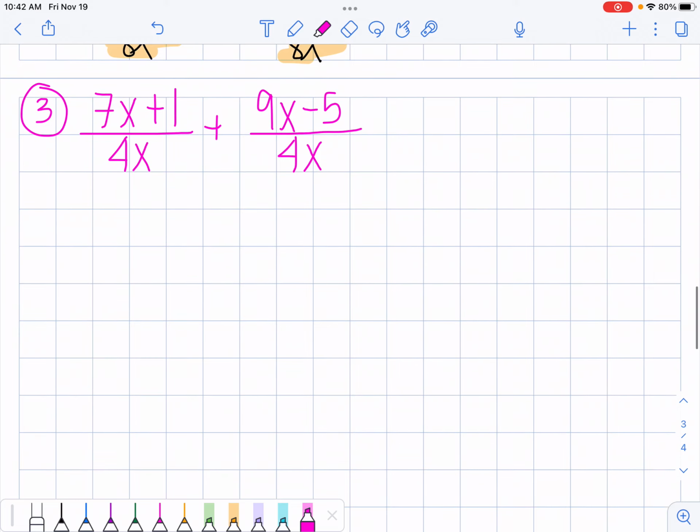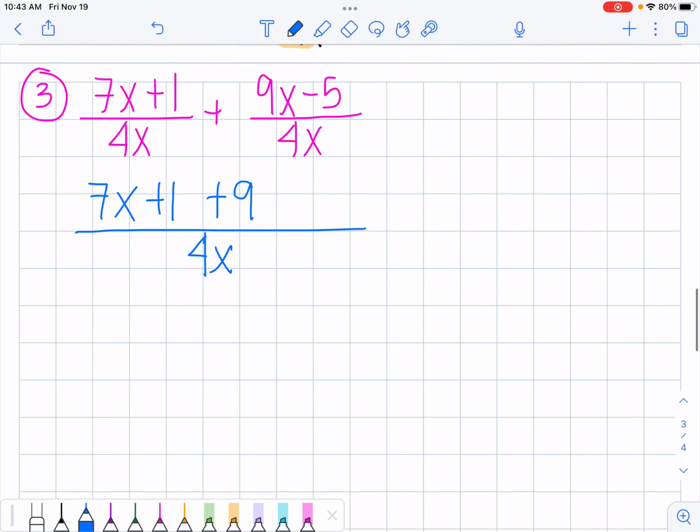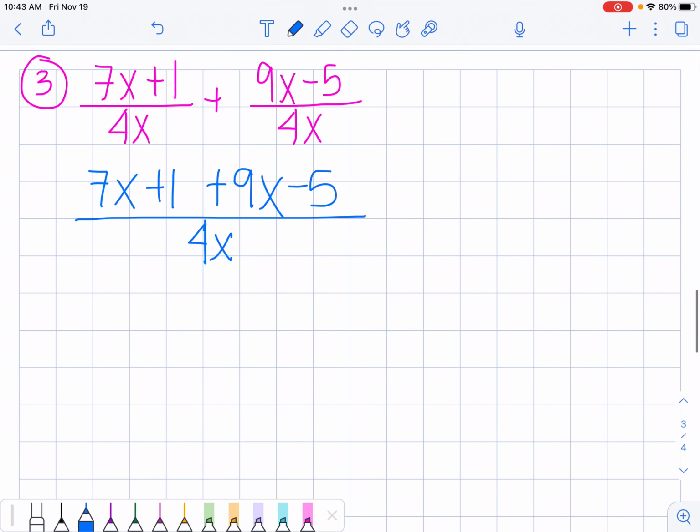Okay, we're making it a little bit trickier. This time, you'll notice I don't have any subtractions. I'm just adding here and there's no negative out in front. So I can say, cool, my denominators are both the same. So I'm going to put my 4x in the denominator. I'm going to write my whole numerator together.